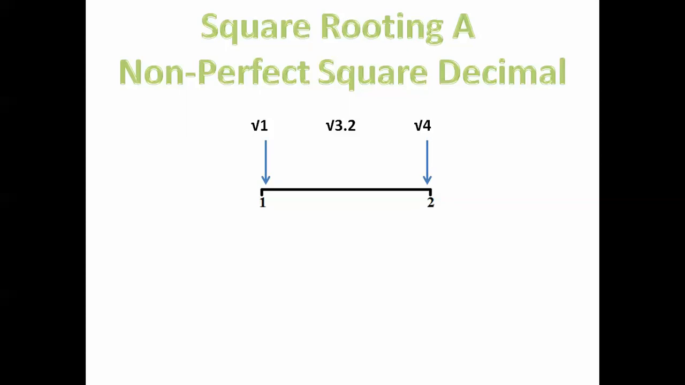So when we square root 1, we get 1. The square root of 4 is 2. 3.2 is between 1 and 4, so its square root is going to be between 1 and 2. Now we must examine: is 3.2 closer to 1 or 4? It is closer to 4. So we know that its square root is going to be closer to 2, and let's choose it to be 1.8. And that is the examples for Section 1.2.